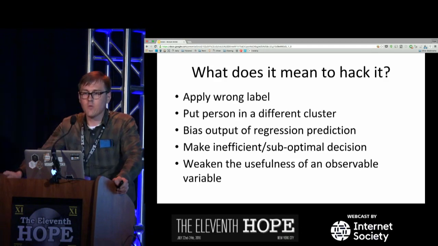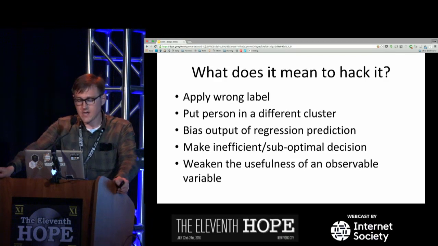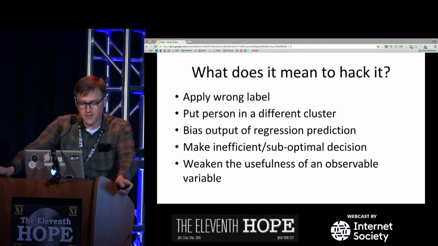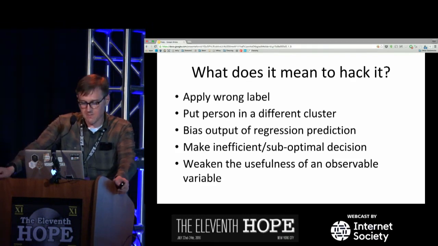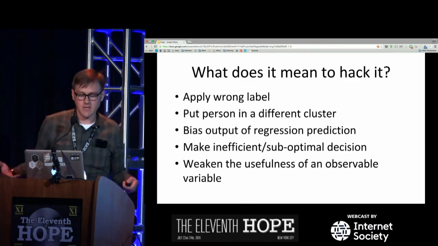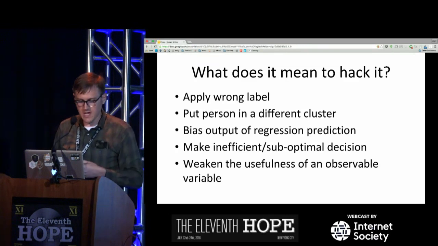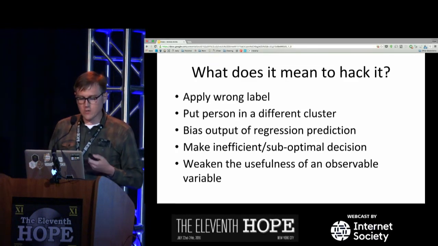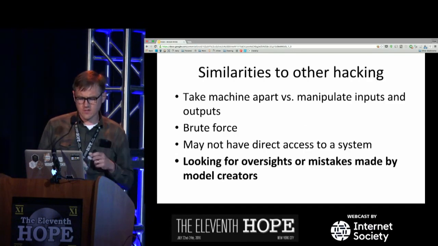So what does it mean to hack? Well, to me, I would say it's when you go in trying to manipulate that system. So can you get it to apply the wrong label? Maybe you were disqualified for a loan and you get that mark disqualified. You could put a person in a different cluster than where they might otherwise be categorized. You could bias the output of a regression. You could force the system to make inefficient or suboptimal choices, maybe by introducing a lot of noise so that the patterns are obscured. And you can just overall weaken the usefulness of certain observable variables by polluting them, if you can contribute to the data it's trained on.